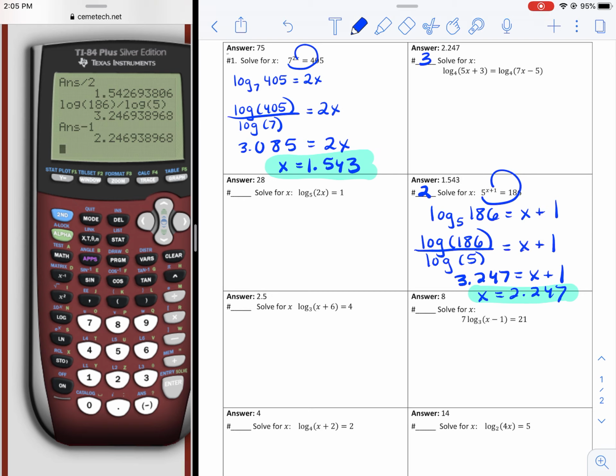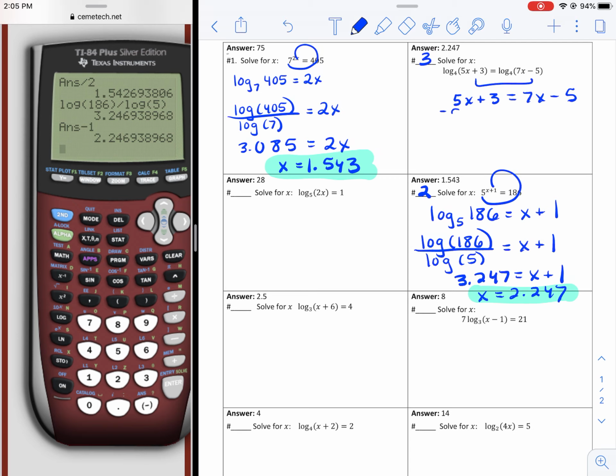Okay, so now we have a log equation. So you're going to check to see, do you have one log or two? Well, we have log base 4 written on both sides. So if these logs are equal, then their arguments have to be equal. So all we have to do here is set 5x plus 3 equal to 7x minus 5.